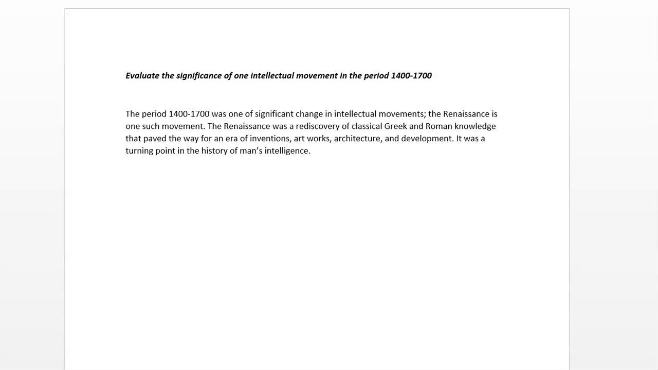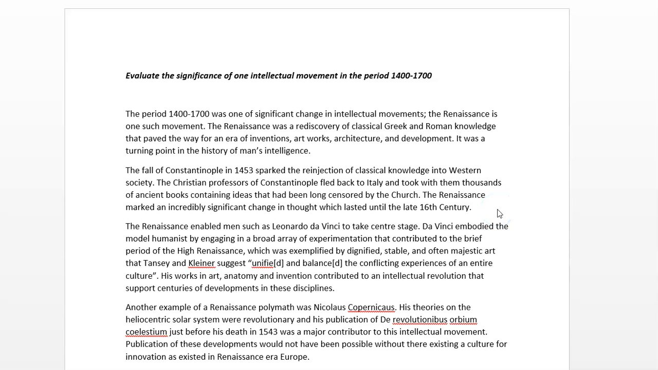So there are going to be two sides to this essay then. I'm going to first argue that the Renaissance was a significant intellectual movement during the period, but I'm also going to argue the opposite. I'm going to suggest that actually it wasn't as significant as you first might think. Okay, let's start by having a look at my argument for it being significant. So I've written four paragraphs in this instance.